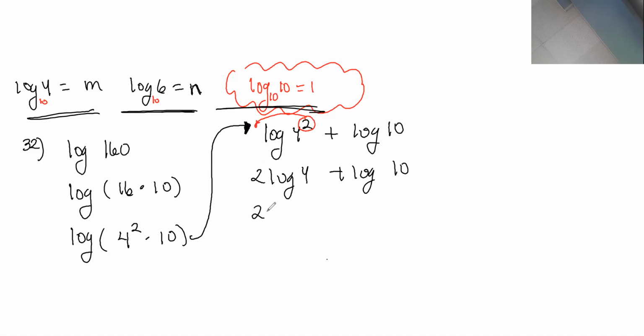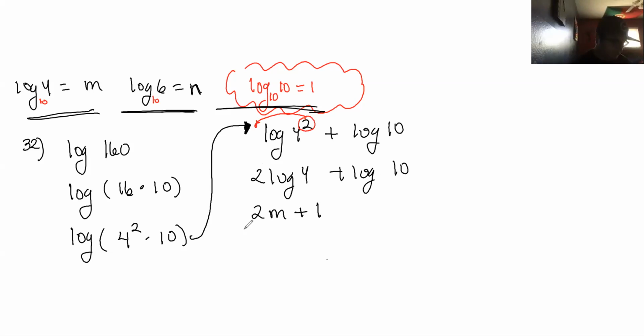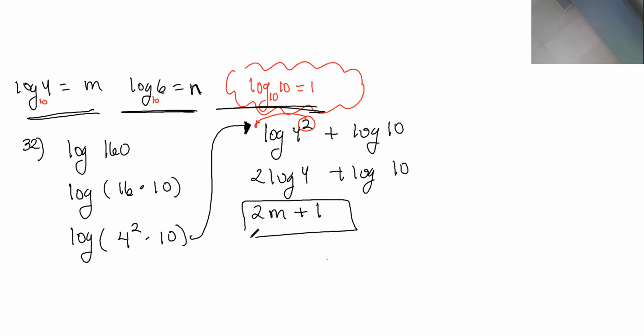What is log of 4? M. Plus what is log of 10? 1. So 2m plus 1 is your answer. Not m squared times 1 or m squared plus 1. It's 2m plus 1.